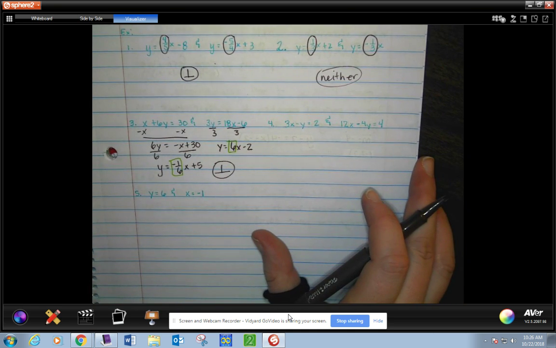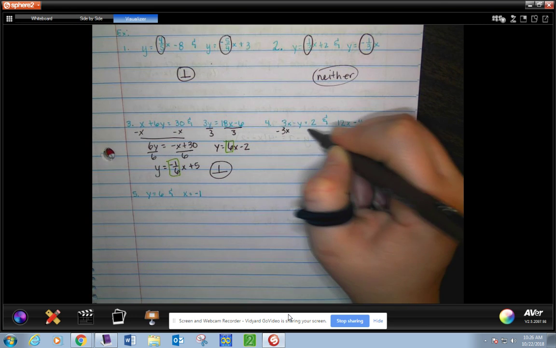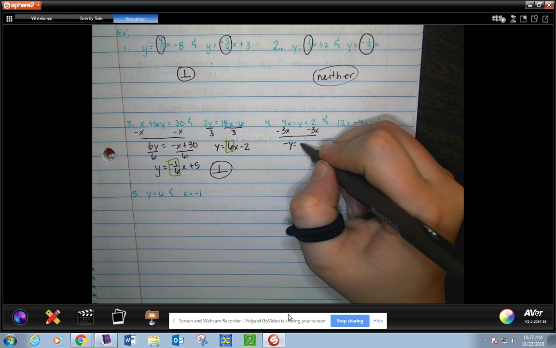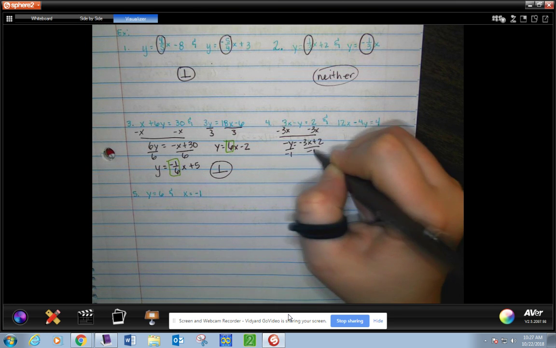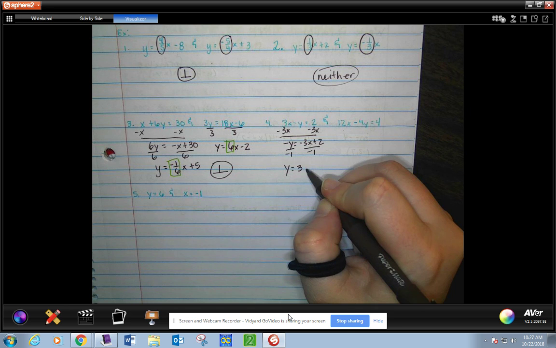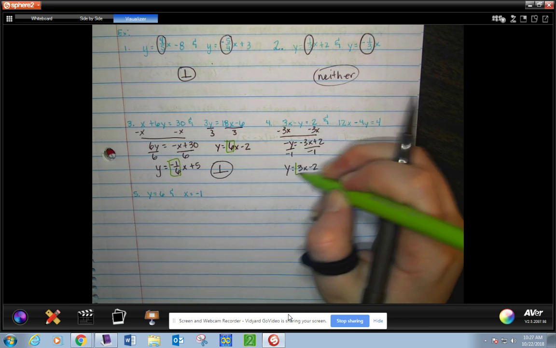Okay, moving to example 4, I have 3x minus y equals 2. I'm going to move the x by changing the sign. That gives me -y equals -3x plus 2. And then I have to divide by -1 because there's a 1 in front of y, which gives me 3x minus 2. And all I care about is that 3.